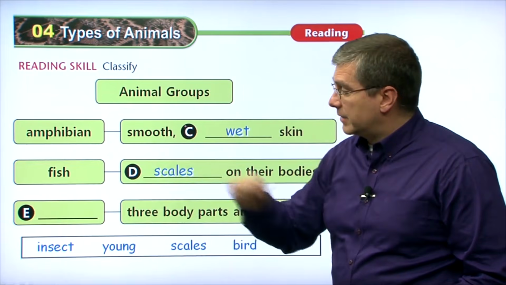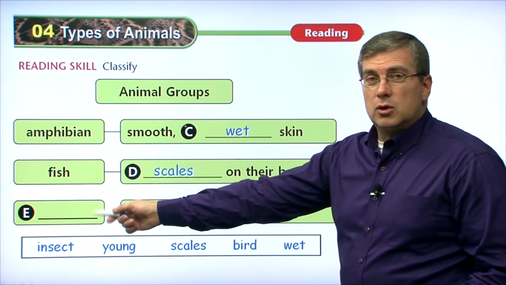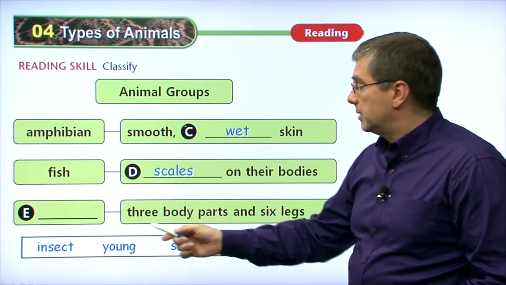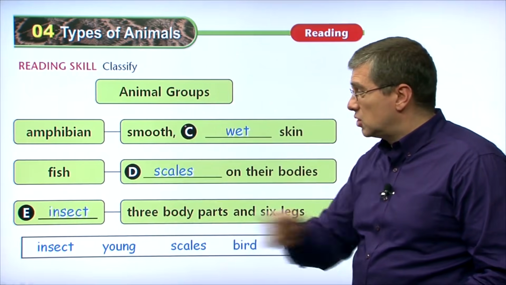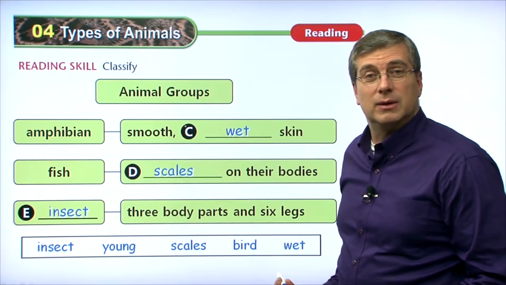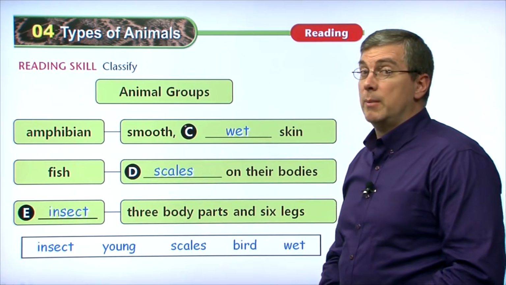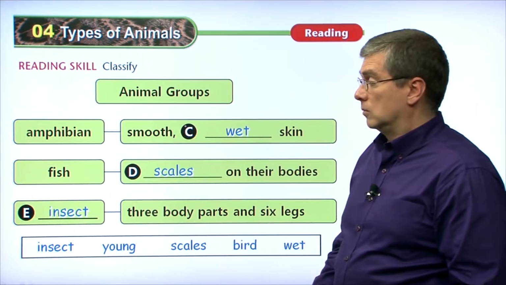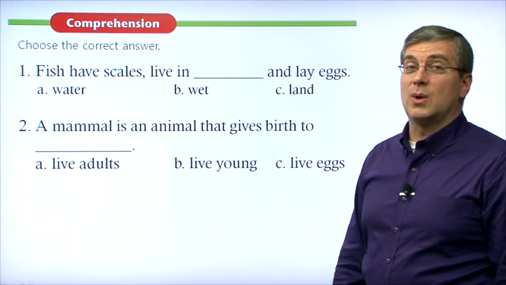Now we have the last problem, E. We don't know what the group is, but we can see the characteristic or the definition. 3 body parts and 6 legs. You got it? If you chose insect, you would be correct, okay? Because insects have 3 body parts, 6 legs, okay? Remember, spiders are not insects. They have 8 legs. Okay, there's no spider. Whew. Okay, let's wrap up with some comprehension questions.